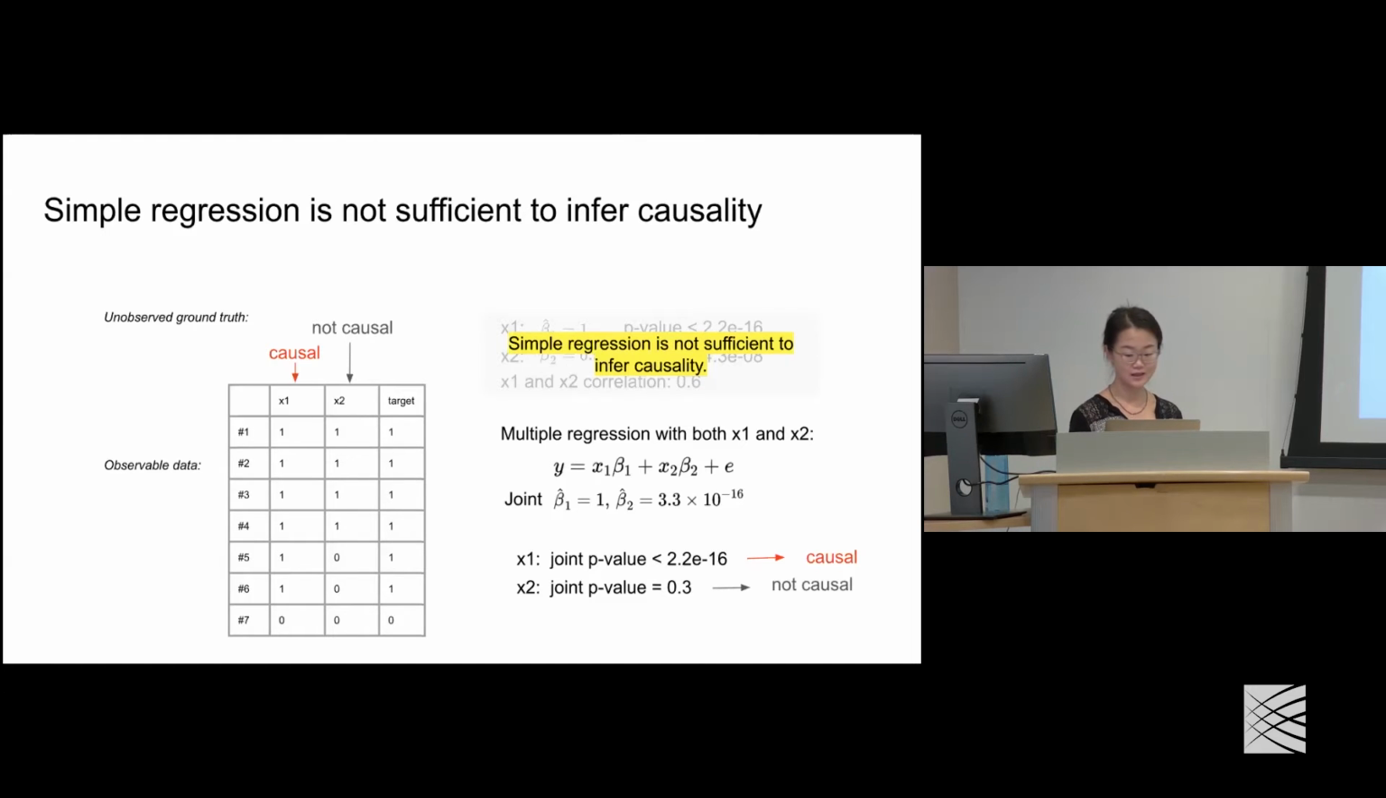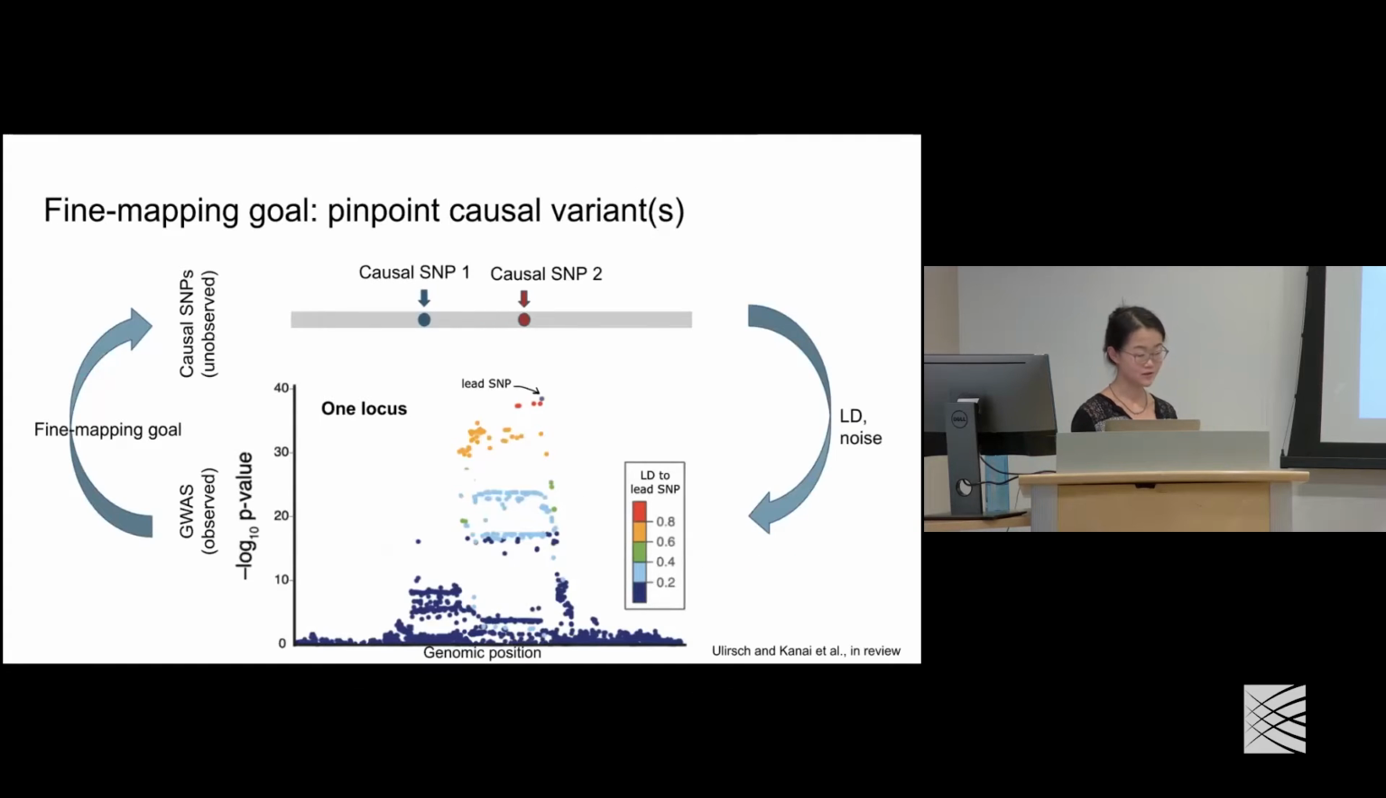So that's not exactly how fine mapping is done, but it's the philosophy behind fine mapping. The goal of fine mapping is to find the causal variant, to pinpoint the causal variant. You have this observed GWAS. It is a version of the underlying ground truth, but it's an obscured picture of the underlying ground truth. It's obscured by LD, by noise, and by other factors. So the goal of fine mapping is basically to reverse that and to find the ground truth.